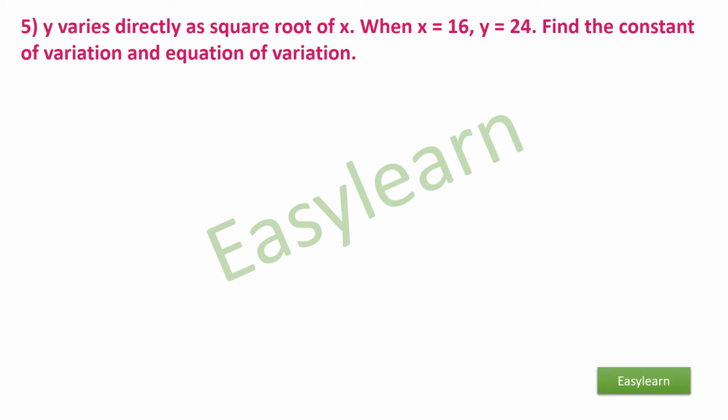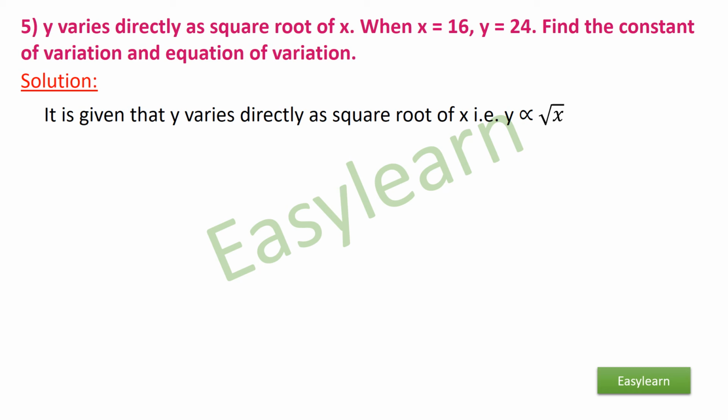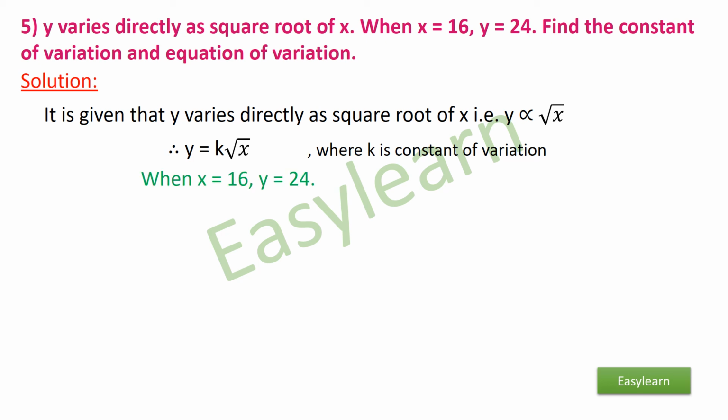Fifth, y varies directly as the square root of x. So what is given? They have given that y is directly proportional to square root of x. First part of the question. Second part they have given x as 16, y as 24. So from this we get y is equal to k into square root of x, where k is the constant of variation. Now they have given x is 16, y is 24.